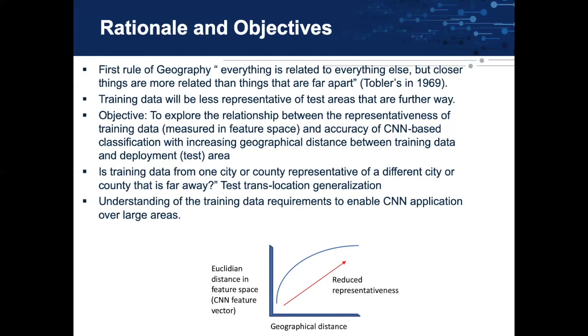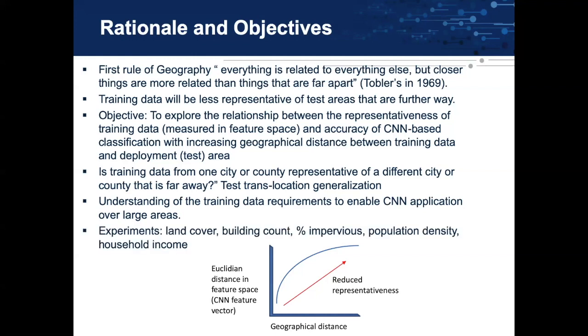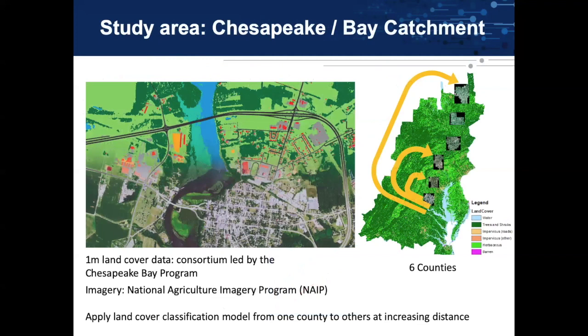This will help us understand training data requirements to enable CNN applications over large areas and kind of temper our expectation of the relationship between training data and your expected accuracy. We focus on the Chesapeake Bay catchment, for which there's a lot of training data. We have, at this moment, 6 counties around big cities where we create training data. Then we apply the model and the training data developed here to the next one, and further away.